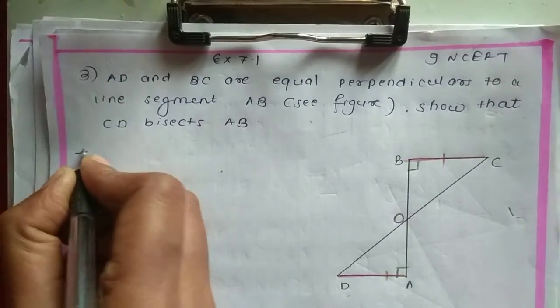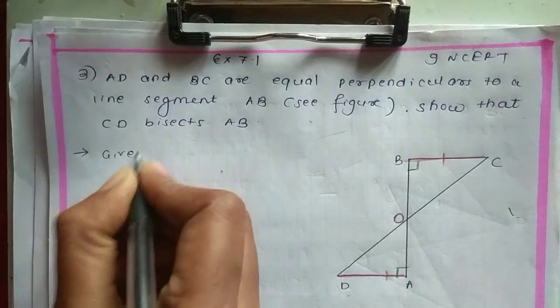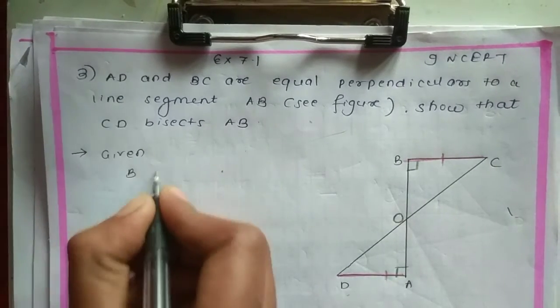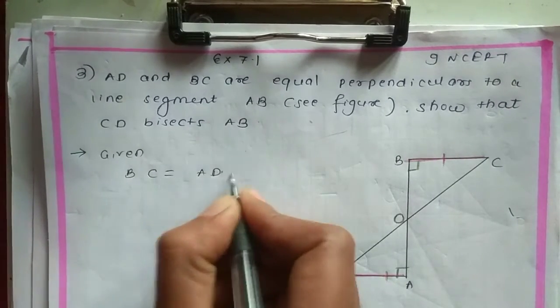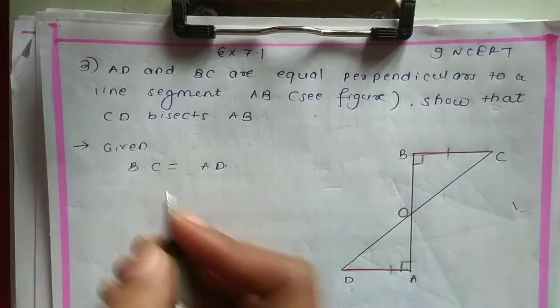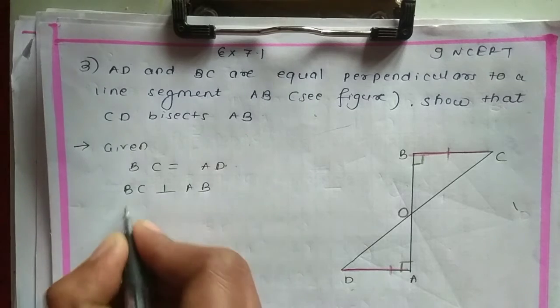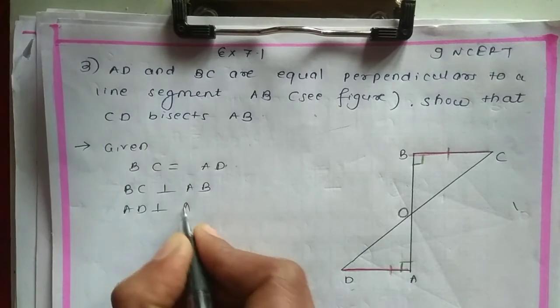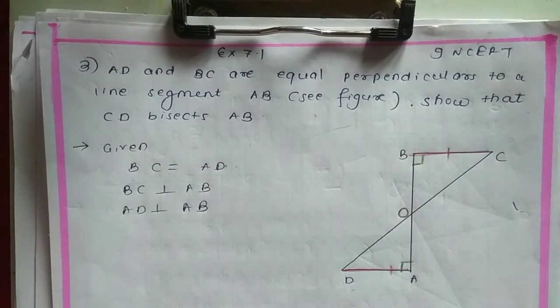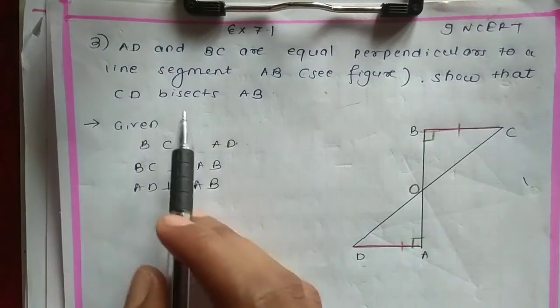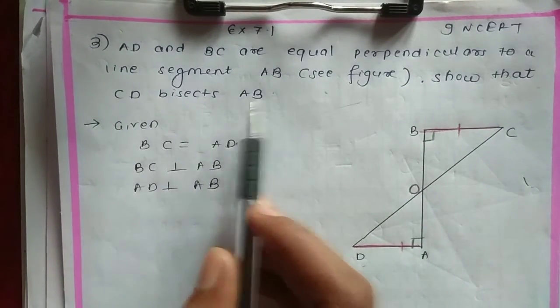So always we have to start with the given things. Given is what? BC and AD are equal. And even BC is perpendicular to AB. And again AD is perpendicular to AB. So this is the given thing. What do you have to prove? Show that CD bisects AB.